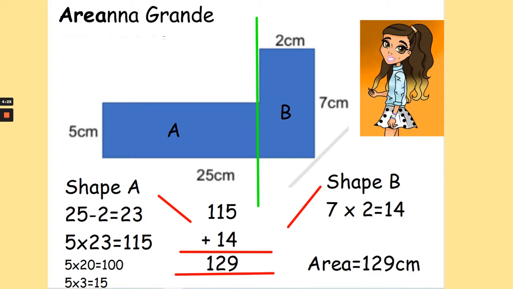Moving on to shape B, I can see I need to multiply 7 by 2. 7 times 2, 7, 14. So I add 115 add 14. 5 add 4 is 9. 1 add 1 is 2. 1 add 0 is 1. The area of this shape is 129 centimetres squared.